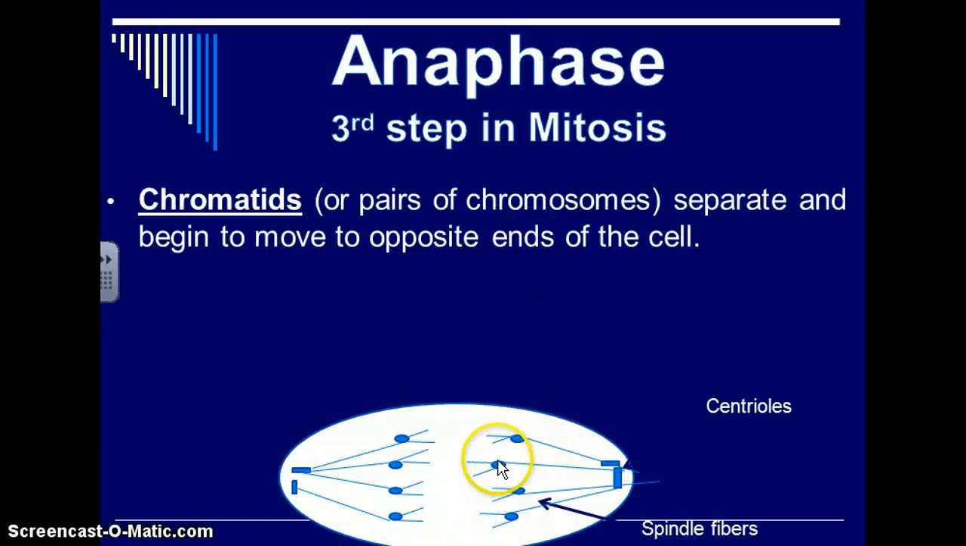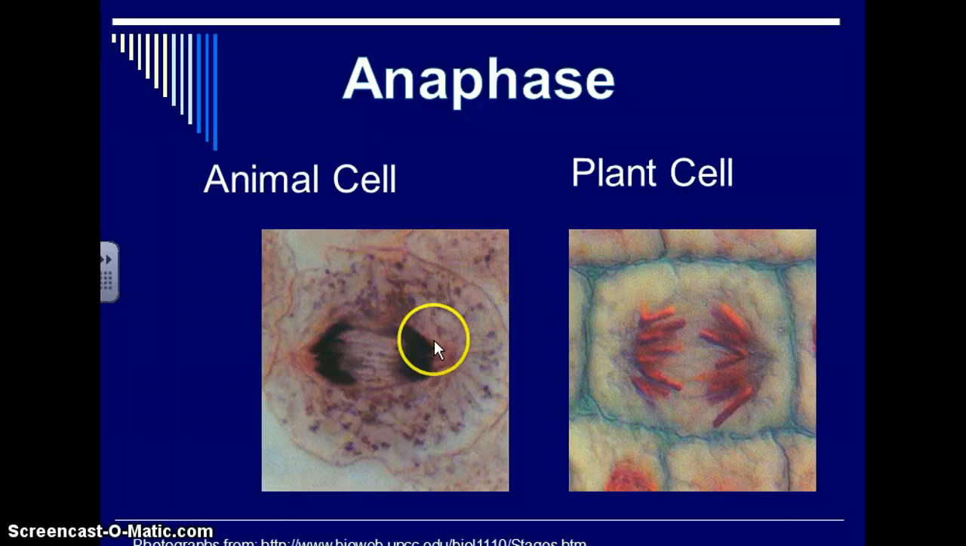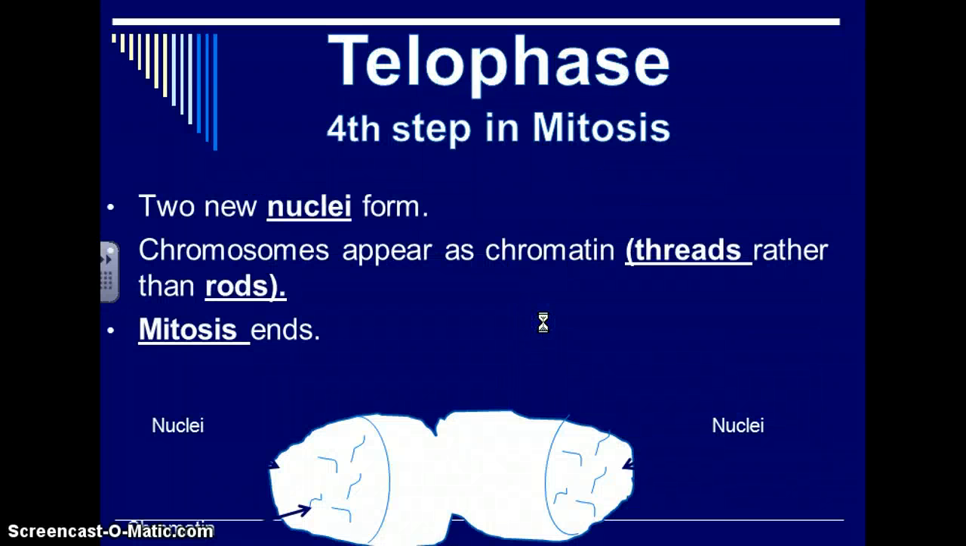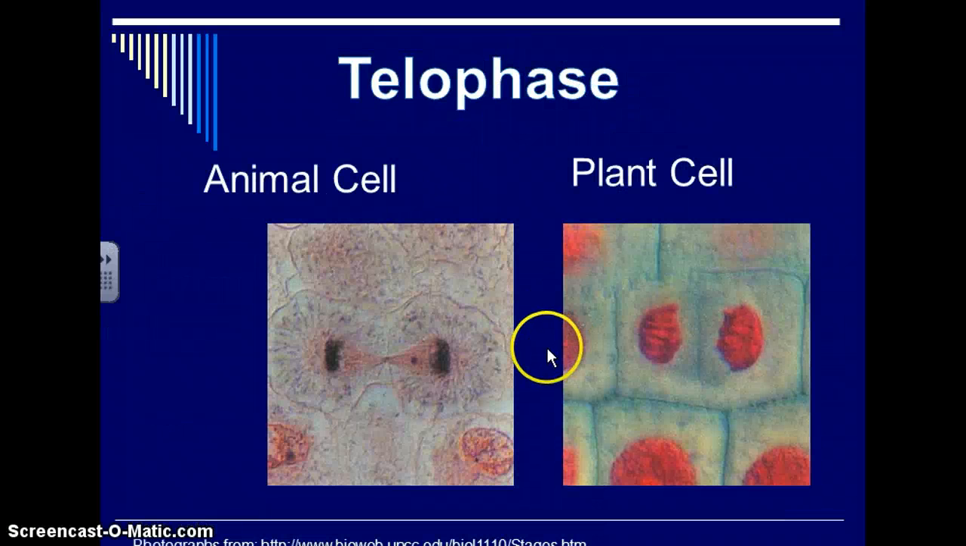In anaphase, they begin to be pulled apart, so the chromatids are being separated. In the animal cell, you can see that they're moving more towards the sides of the cell, and the same thing with the plant cell. Telophase is when 2 new nuclei are formed, and the chromosomes start to go back to more thread-like rather than rod-like, and this is the end of mitosis. Here you can see that now we have the 2 new plant cells and the 2 new animal cells.